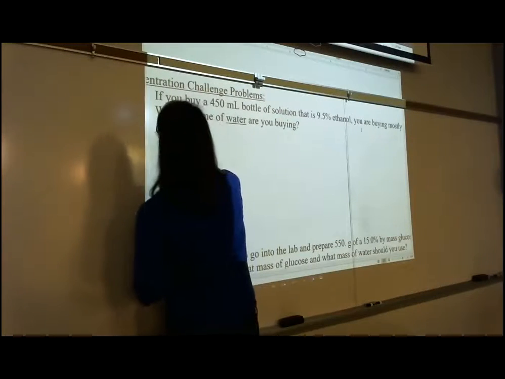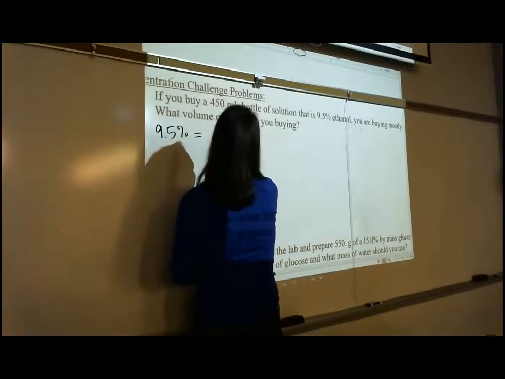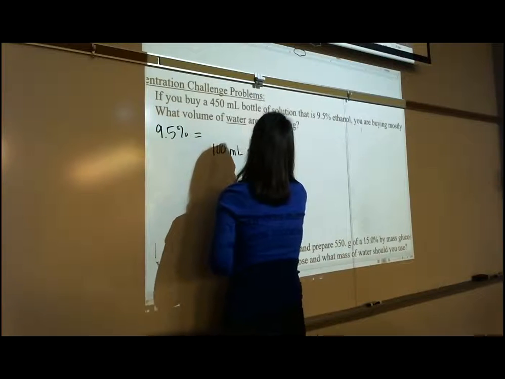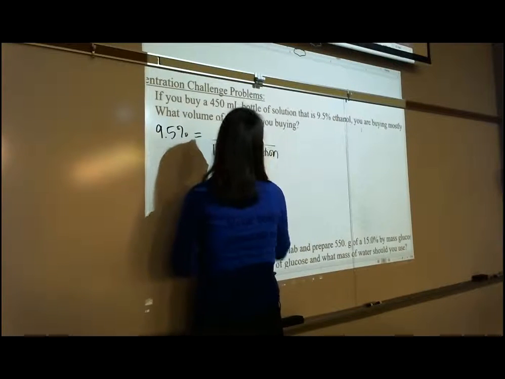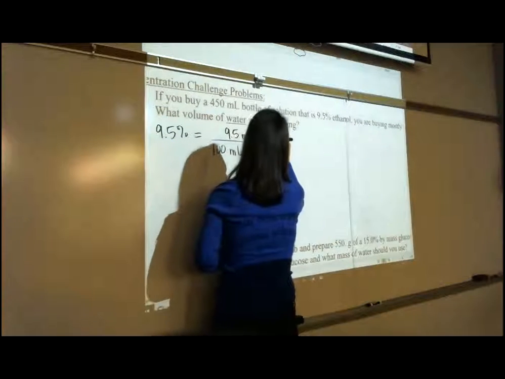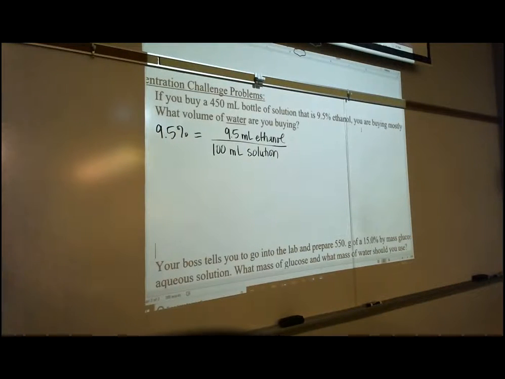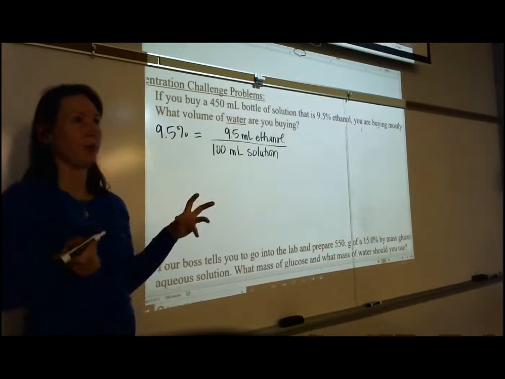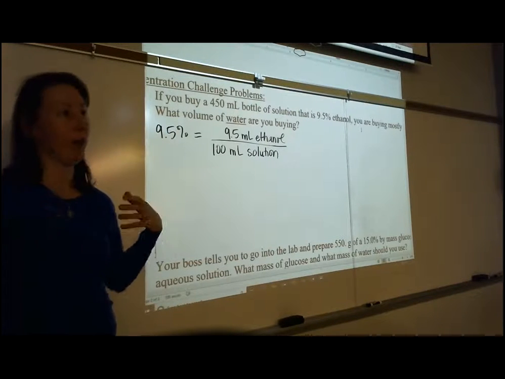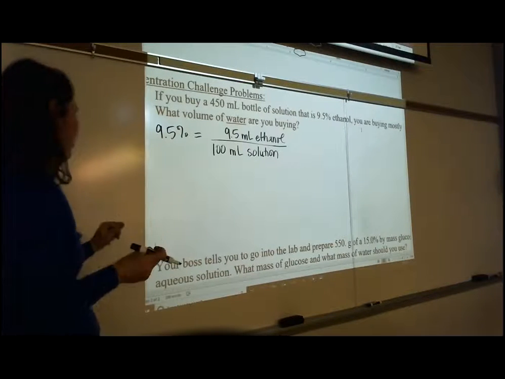So the fact that it's 9.5% means that for every 100 milliliters of solution, how many milliliters of ethanol are in there? 9.5, right? Now, there are lots of ways you can do these problems, but that's the definition of 9.5%. Just like if I said, okay, your grade in this class is a 71.3%. That would mean out of 100 points, you've got 71.3. Assuming that there are 100 total points, right?